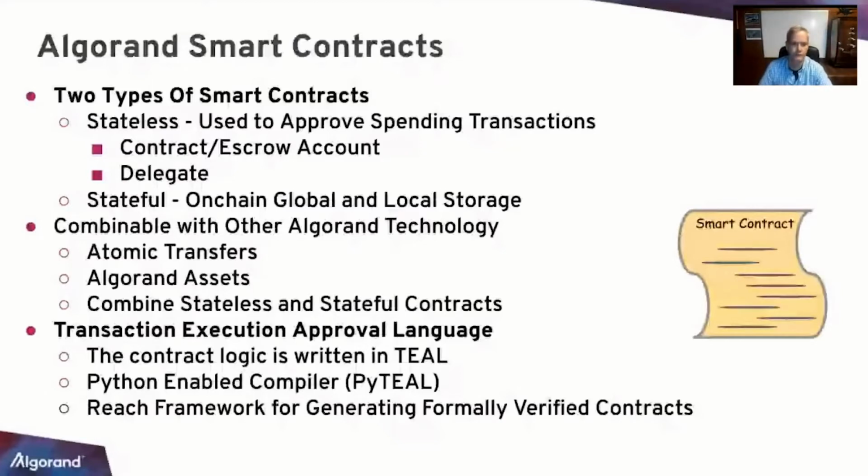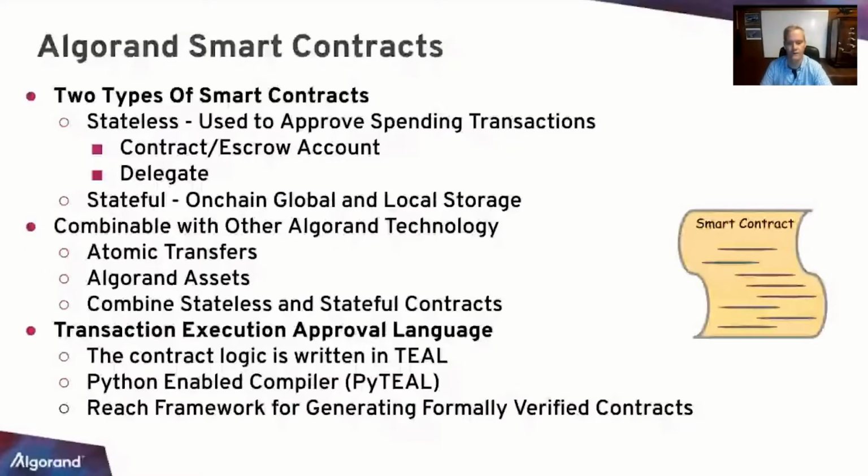These two types of contracts are also combinable using atomic transfers with Algorand with virtually every one of our layer 1 features, which includes Algorand assets, which you can use for creating fungible or non-fungible tokens. And you can combine both stateful and stateless contracts together in a single application. And atomic transfers obviously allow up to 16 transactions to be submitted at once. If any one of the transactions fails, they all fail.